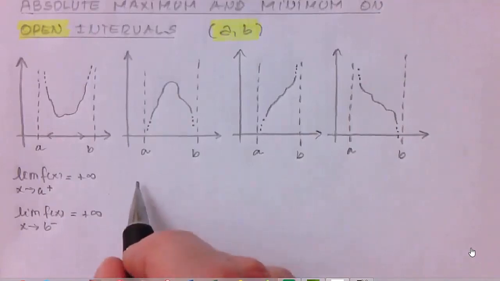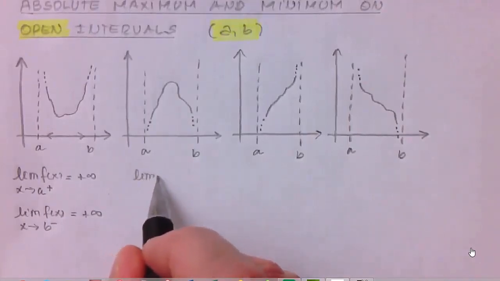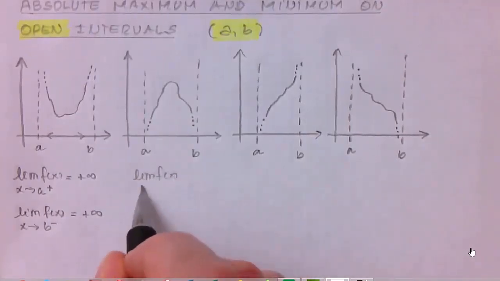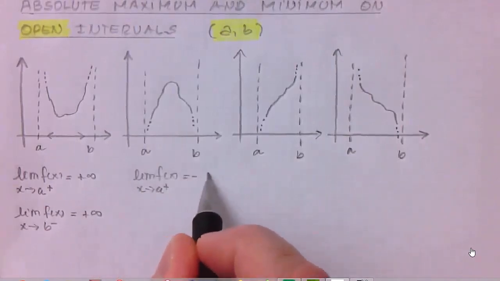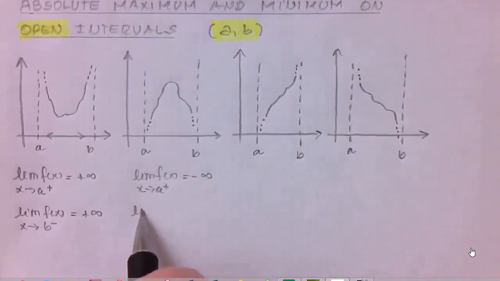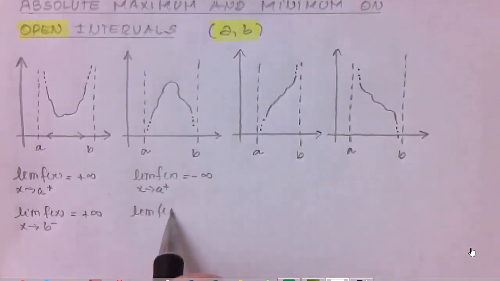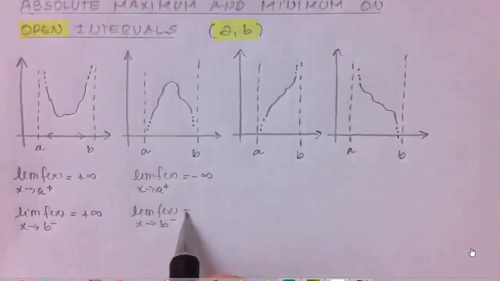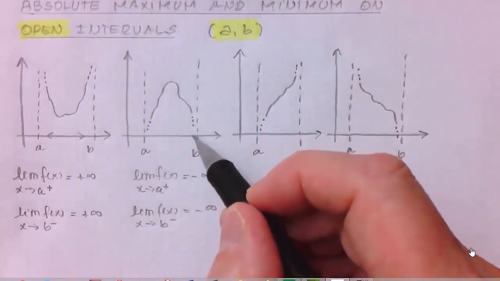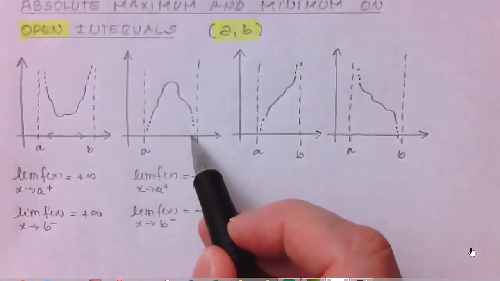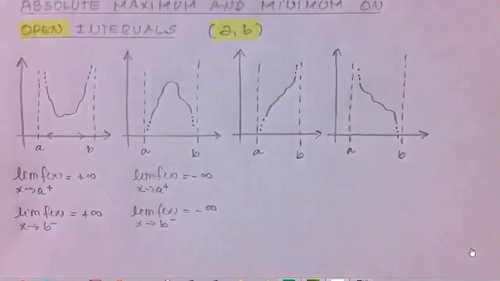Something similar happens here. The limit of f of x when x approaches a from the right gives us negative infinity. And the limit of f of x when x approaches b from the left gives us also negative infinity. So what is happening is this: the function is coming down, so there will not be an absolute minimum, but there will be an absolute maximum.